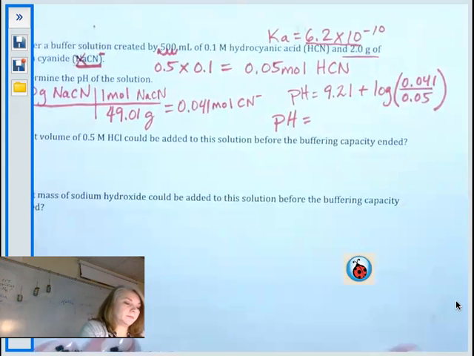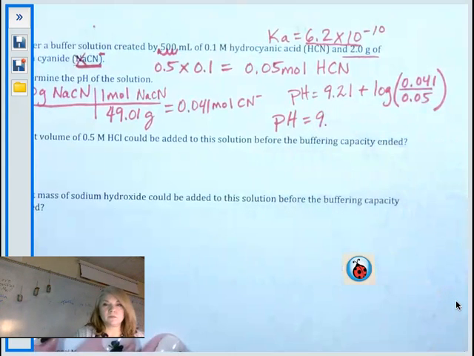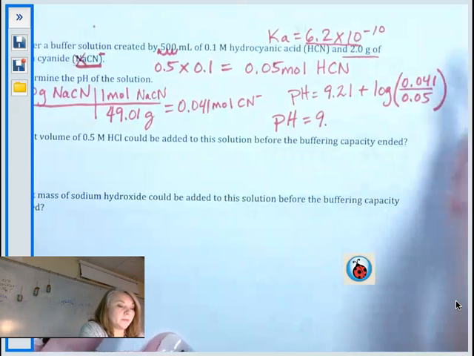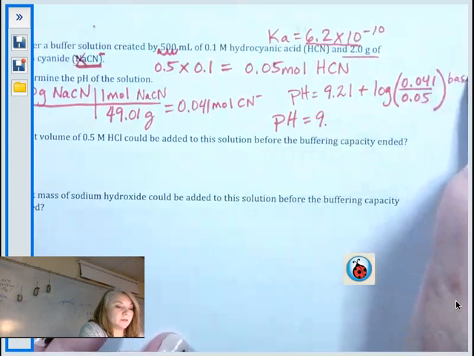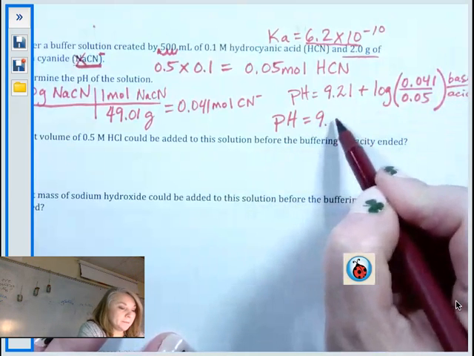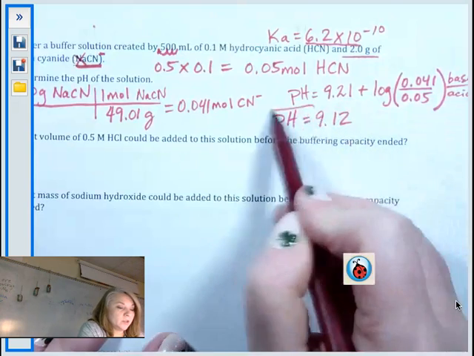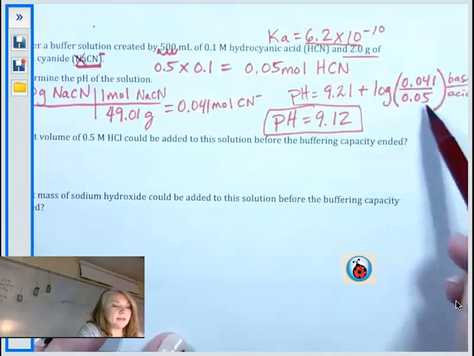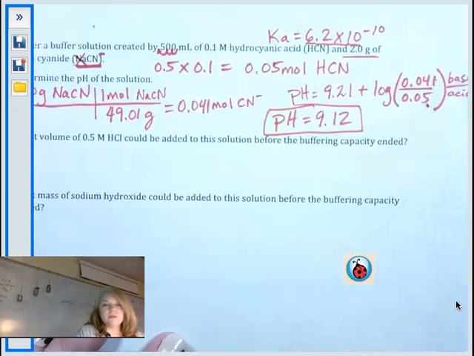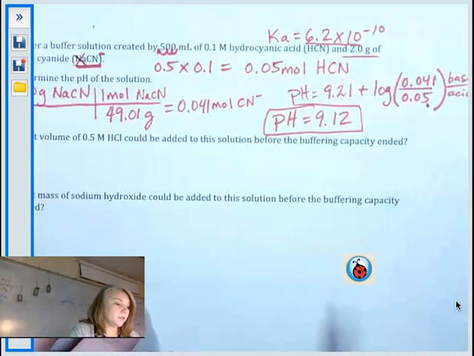So the base is HCN. No, the acid is HCN. It's base on top of acid. All right. So 9.12, okay, it's our pH. Which if you think about it, we had more acid than we did base, right? So our pH should be a little lower than it would be if we just had all acid in there, okay? All right, let's look at the next part.